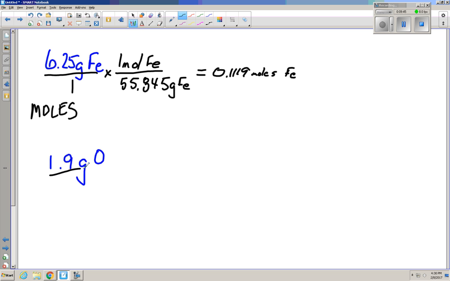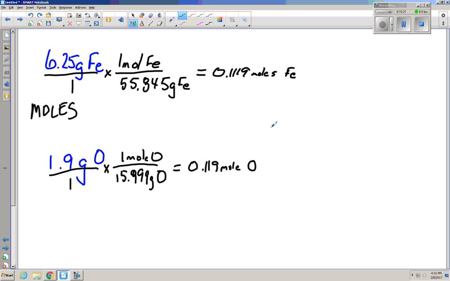I'm going to come down here and I have to find the number of moles of oxygen. And the molar mass of oxygen is so close to 16. It's 15.999. That is grams of oxygen in 1 mole of oxygen. And with a similar process, the math gets me 0.11875, but I'm just going to round that to 0.119 moles of oxygen.